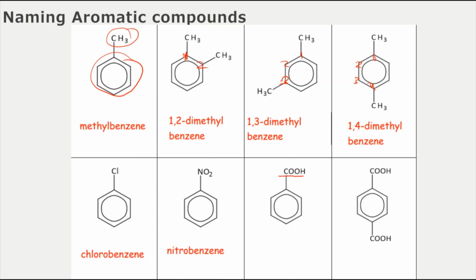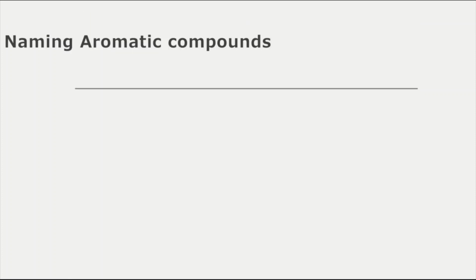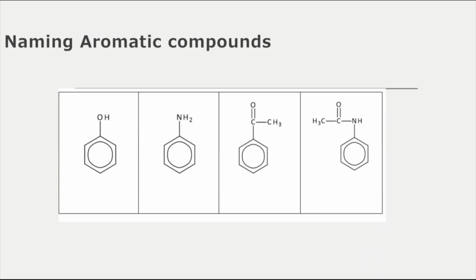With a carboxylic acid, instead of having benzene at the end, it'll be at the start. It'll be benzene carboxylic acid. In that example, the carboxylic acid is on the first and the fourth carbon, so we'll call this benzene 1,4-dicarboxylic acid. The next few examples are slightly different. In the first few examples, the benzene was the main ring, and the methyl or the other groups were branches coming out of it.